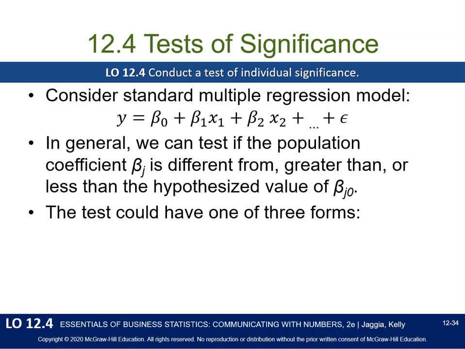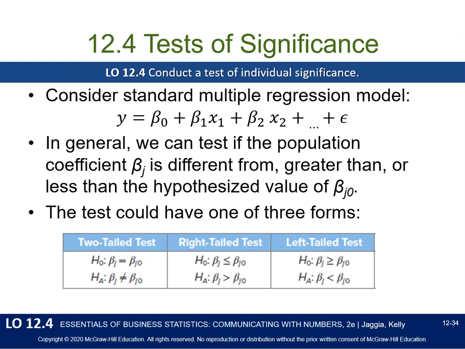Now normally our hypothesized value is 0, so we're testing a two-tailed test. Our null is that they are equal, and our alternative is that they are not equal. Of course, we can also test if they are greater than or less than also.